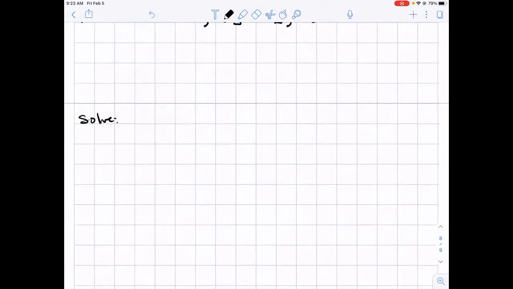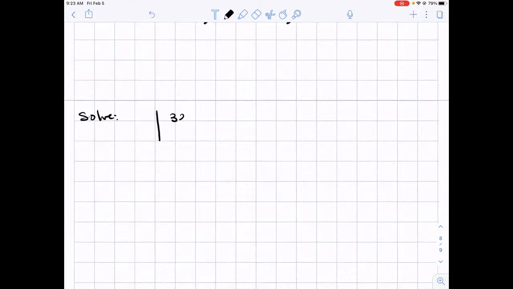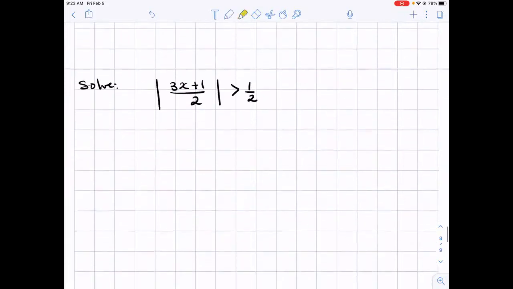And if I have the absolute value of (3x plus 1) divided by 2, and that is greater than 1/2. Well, the idea is the same. Check to see if the absolute value is by itself. If it is by itself, we know we have to split. So we have (3x plus 1) over 2 is greater than 1/2.